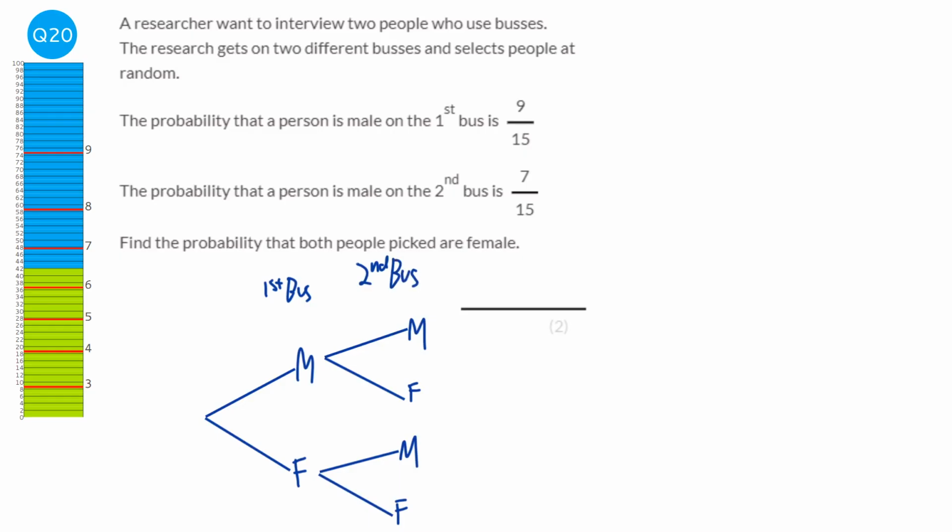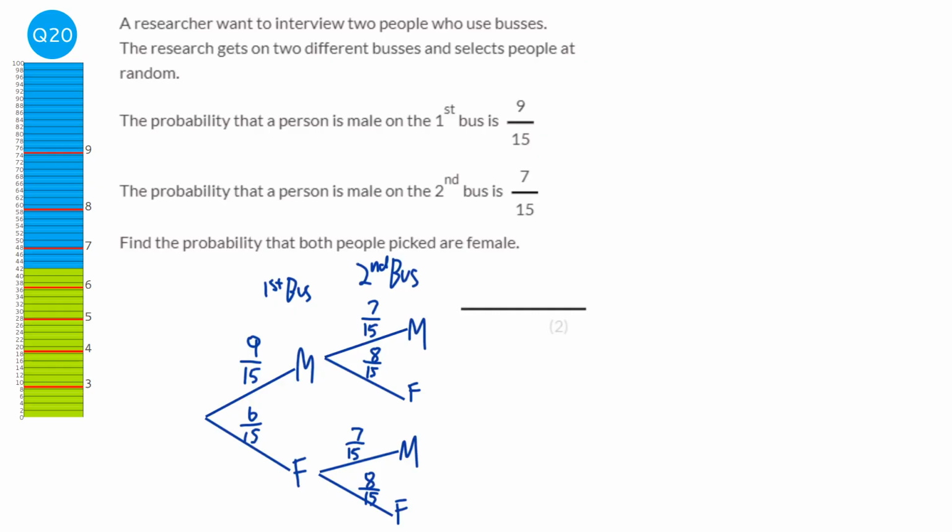So the probability of male on the first bus is 9/15, and therefore the probability of female is 1 minus 9 over 15, which would be 6 over 15. Male on the second bus is 7 over 15. And so female would be 8 over 15, because they need to add up to 1. And it's independent, so these will be the same. And the question is basically asking what is the probability that both will be female.